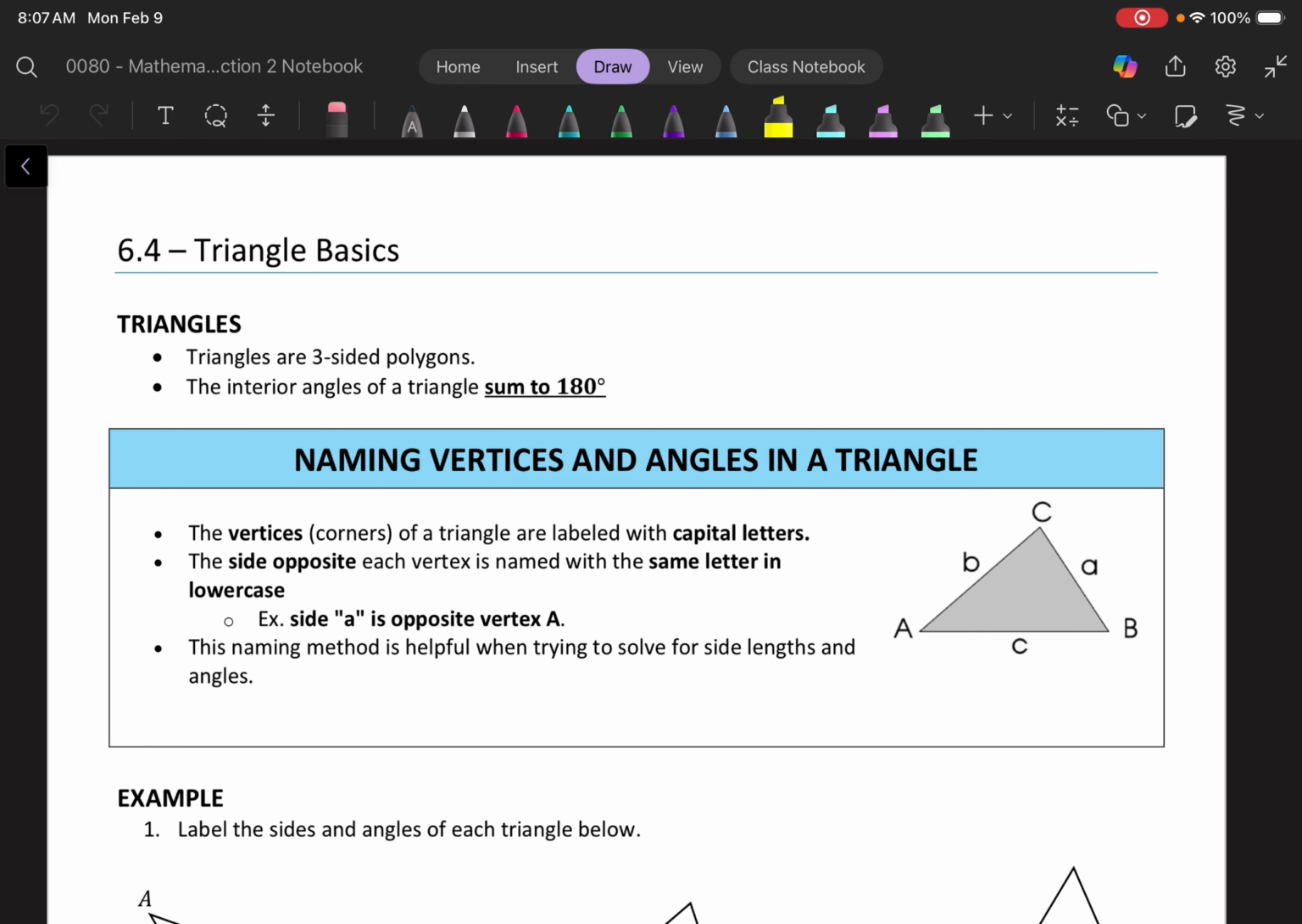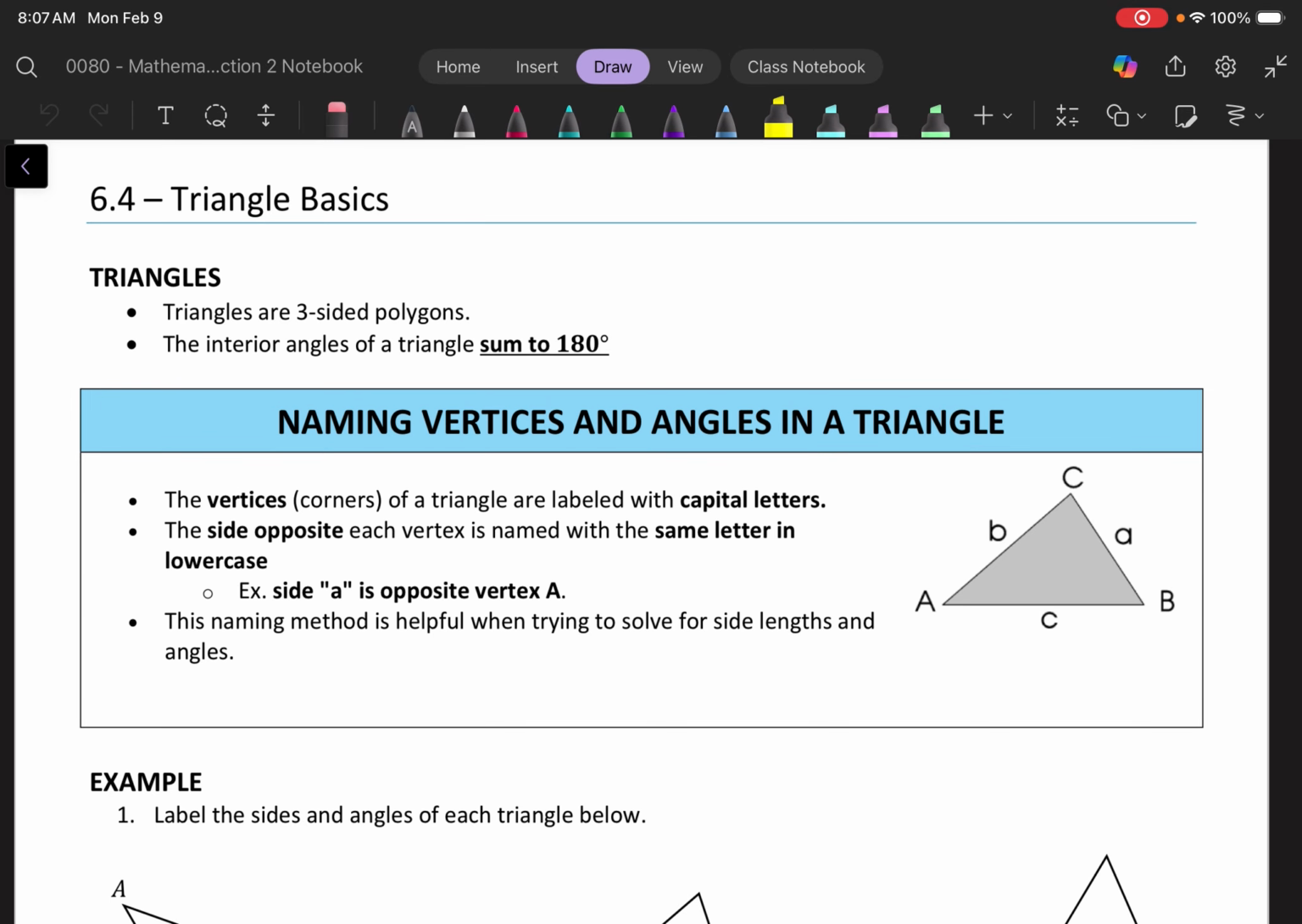But the one thing that we already talked about for triangles is their interior angles, the angles on the inside of the triangle. Those inside angles will always add to 180 degrees. Now, that's true for any type of triangle. So whether it be a right triangle, isosceles, equilateral, scalene, etc., every single triangle will always have those three angles add together to equal 180 degrees.